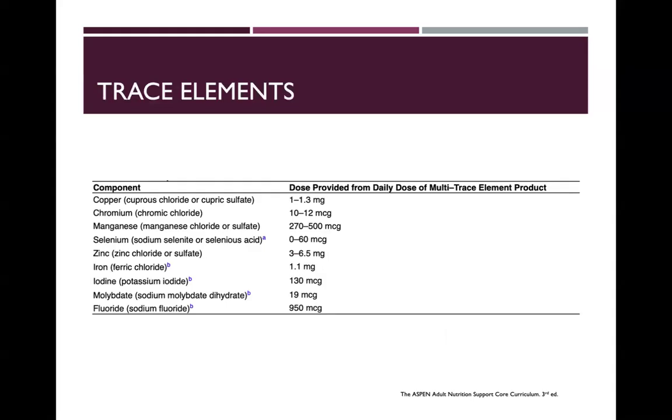Trace elements are another element of micronutrients that are added to parenteral nutrition. These are elements that are generally in our body in very small amounts, but they are still important for cell function in general, mainly enzymatic reactions. The ones you're probably more familiar with are iron, zinc, where iron is important for hemoglobin formation, zinc for wound healing, copper, chromium, manganese, all these ones.